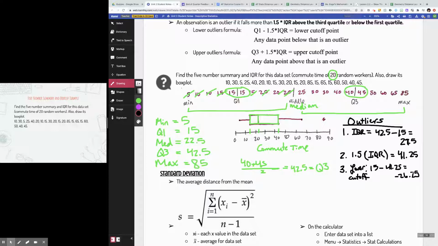So I have no lower outliers because I don't have any values below negative 26.25, right? This is commute time, and you can't have negative time. It's not possible. So that's your lower cutoff, and then you have to do the same thing for the upper. So you have to find your upper cutoff.